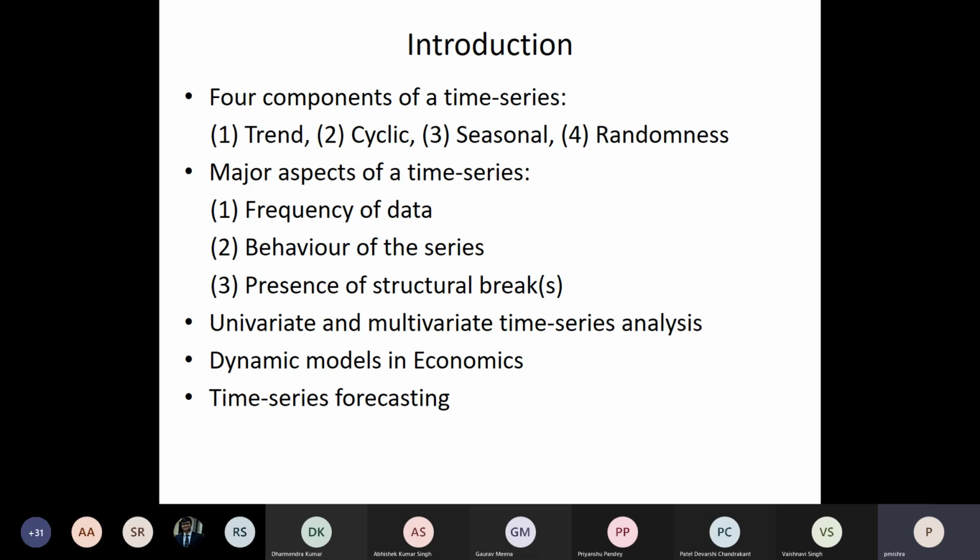And in many cases, while analyzing time series data, sometimes we detrend the series, sometimes we take out the seasonal component, sometimes we take out the randomness, again depending on the objective.